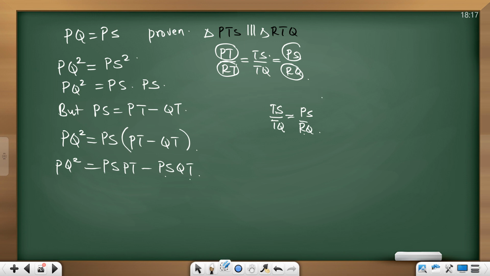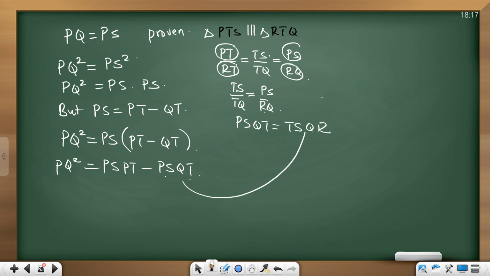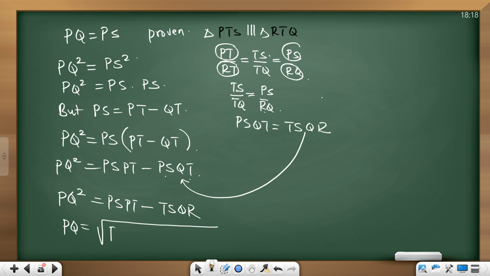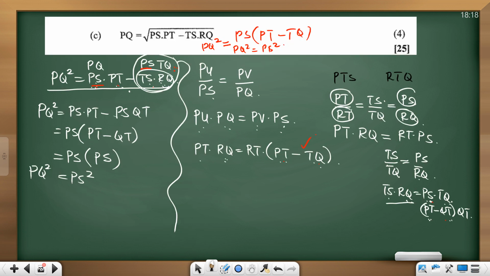Can I clean this and bring this here? So can we cross multiply? What do we have? PS multiplied by QT equals to what? TS QR. Can I bring that here? What do I have? PS PT minus what? TS QR. And what is this? PQ what? Squared. What is PQ? It is the square root of PS PT minus TS QR. What are we supposed to prove? There.